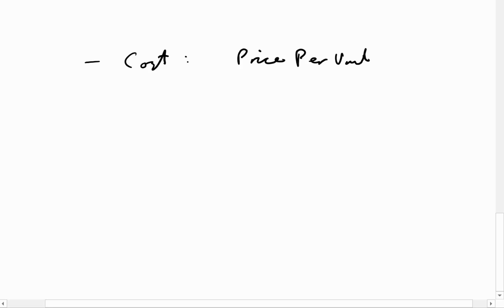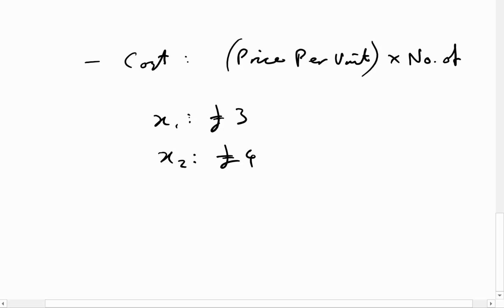Now, the main types of objective functions. For example, we could be dealing with cost. Cost is normally given by price per unit. So we might say it costs £3 to make X1 and £4 to make X2. X1 is our first product, X2 is our second product. But then we need to multiply it by the number of units that we make.